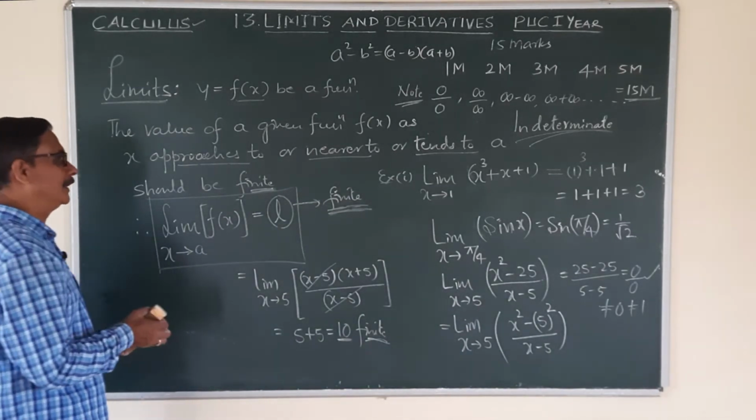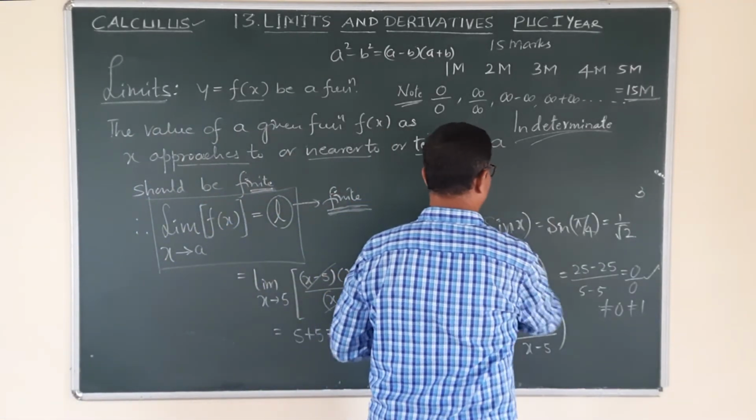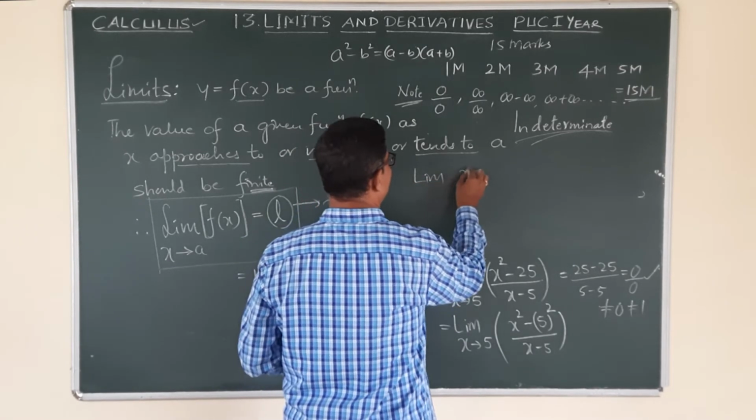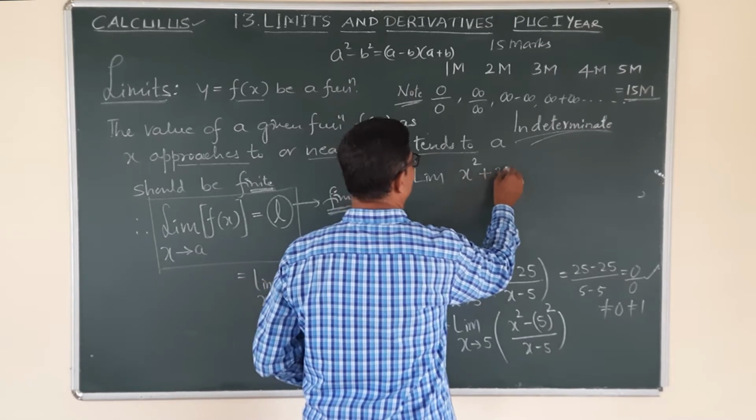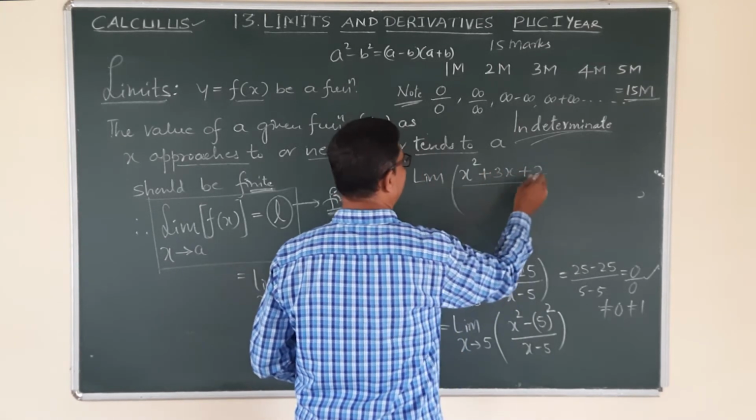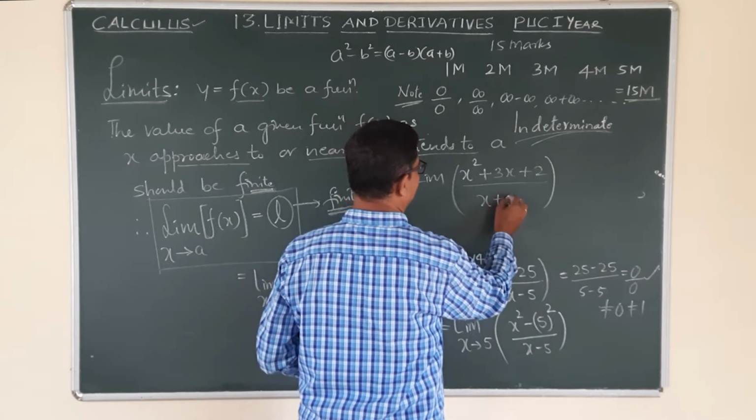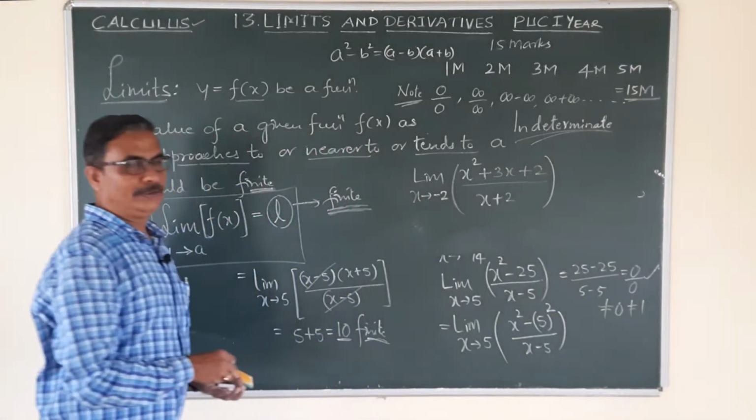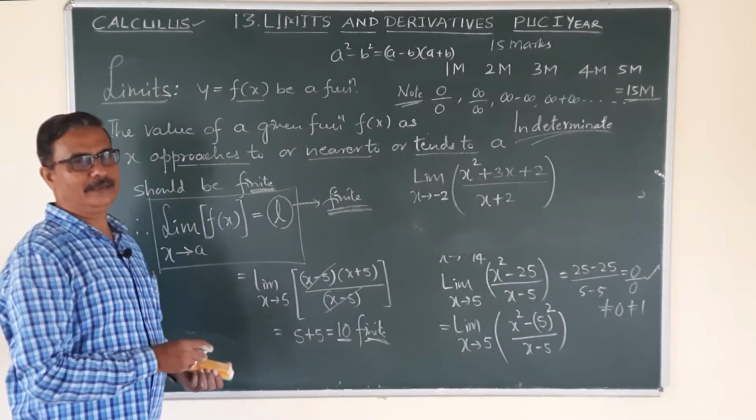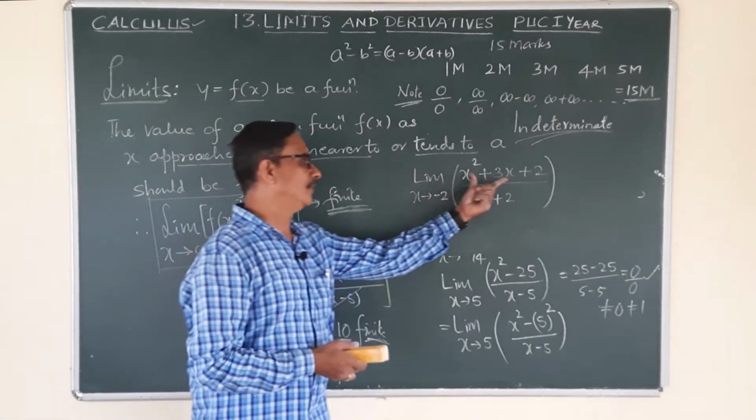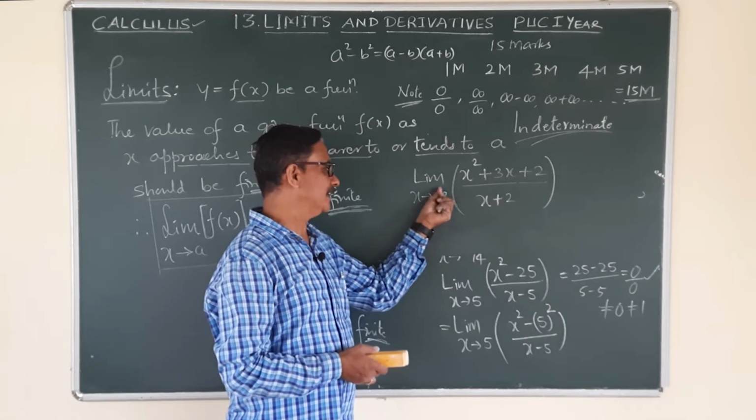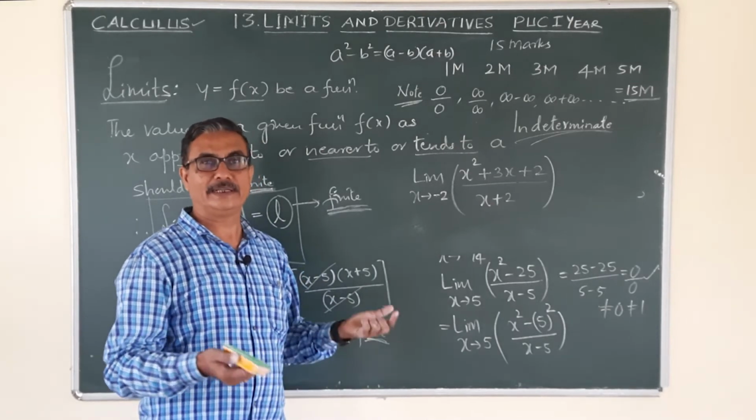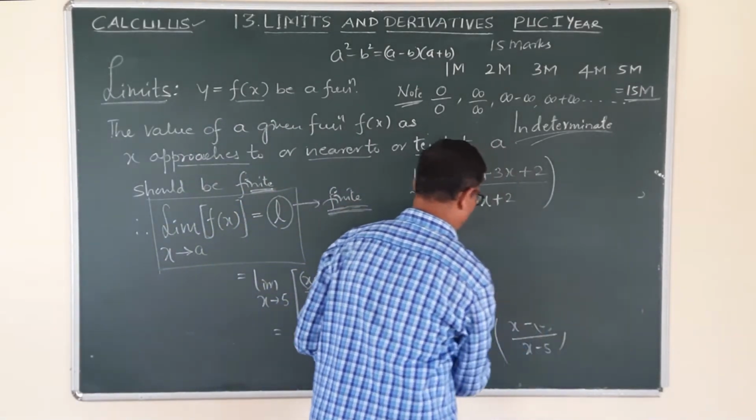Here, students, take one more example. Check whether it is finite or infinite. Evaluate the limit of x square plus 3x plus 2 divided by x plus 2 as x tends to minus 2. Verify whether that function is finite or infinite. You know the definition of limit. This is f of x, an algebraic function. x approaches the given value. So what can you do? Put x equal to minus 2. You have to check whether that value is finite, infinite or indeterminate.